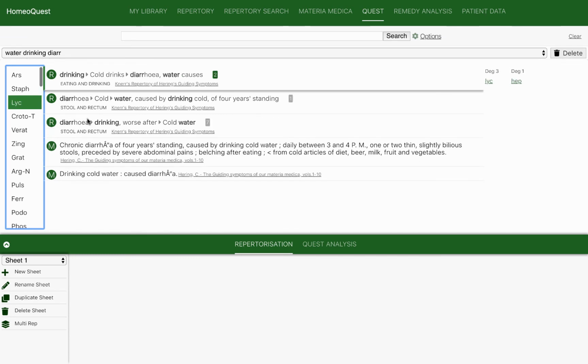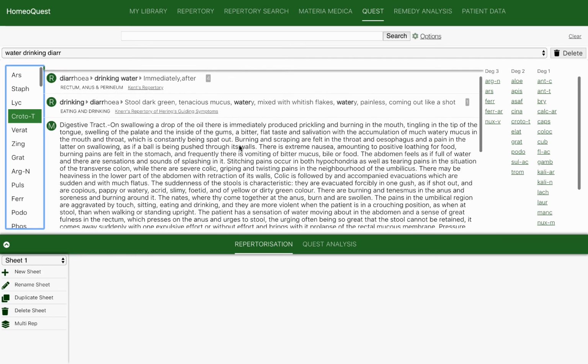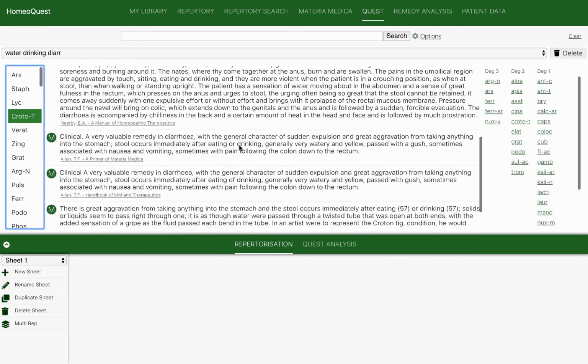Let's look at Lycopodium, again drinking cold drinks causes diarrhea. And again cold water, right? Keep it at the back of your mind. Croton tig, again diarrhea drinking water from immediately after. We don't know, it wasn't immediately after, it happened the next day in our patient. And again the quality of diarrhea, the type of diarrhea, we have no information on what type of diarrhea. So that was not very complete information, right?